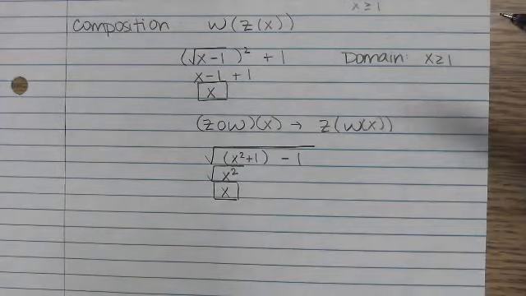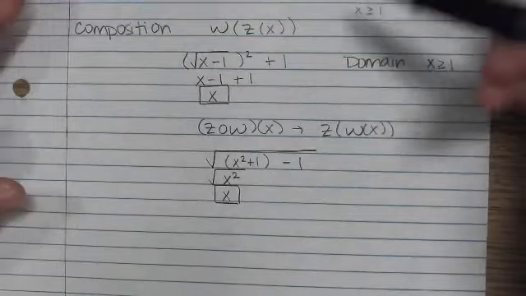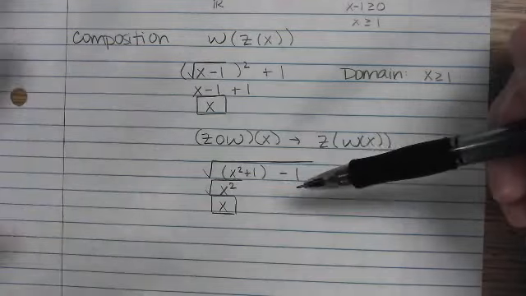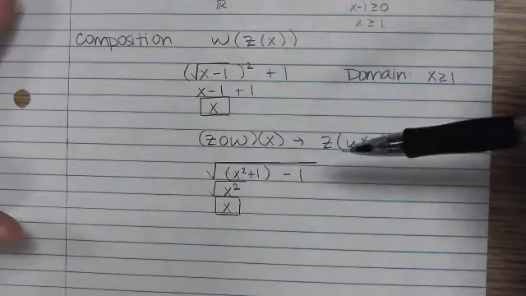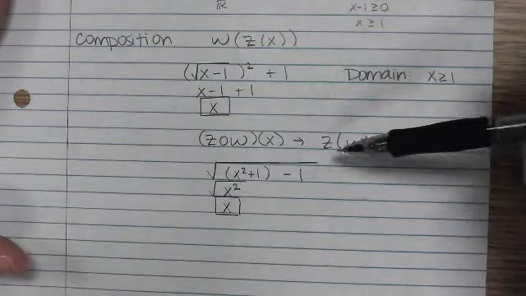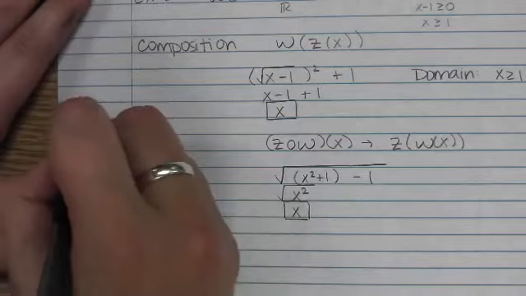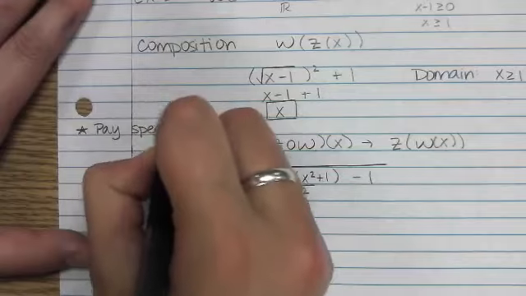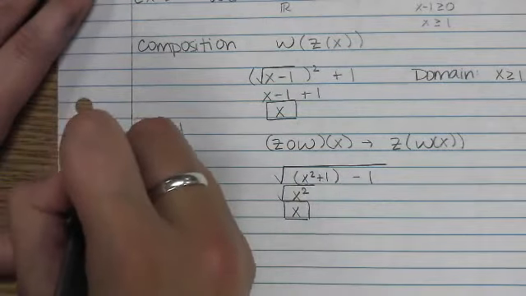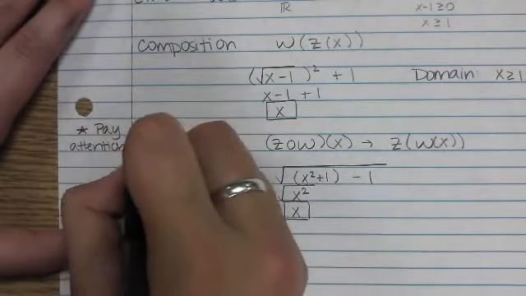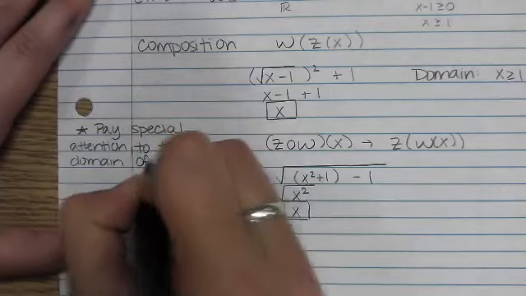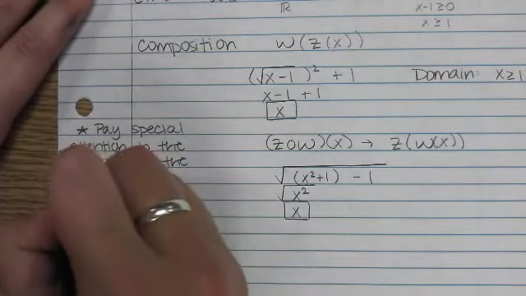And now something that I did not do a very good job stressing on the first part of this is that when you do composition, the part of the domain that is especially limiting on composition is the domain of the function that ends up on the inside. So here we're going to write this as a note off to the side. Pay special attention to the domain of the inside function.